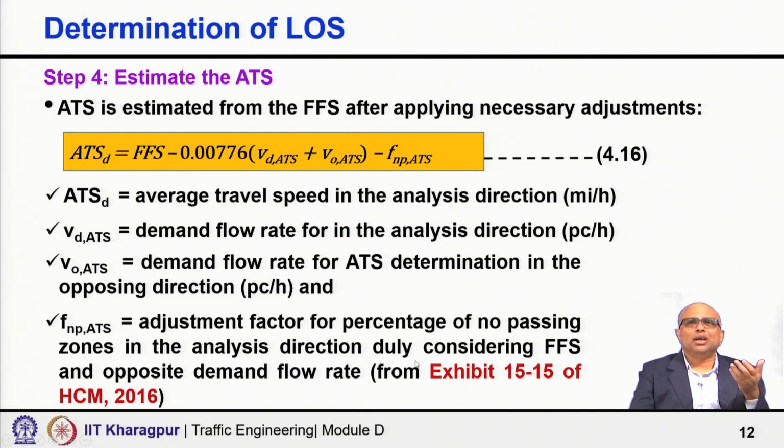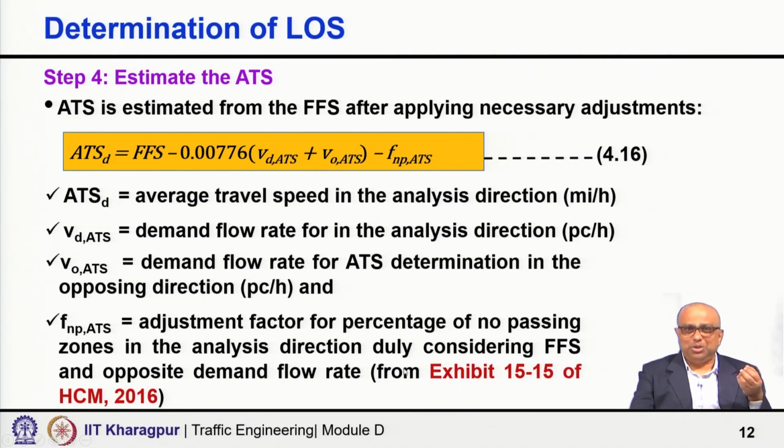So, it depends on the percentage of no passing zone, considering the FFS and also the opposite demand flow rate. The opposite demand flow rate matters a lot in determining the no passing zone adjustment.